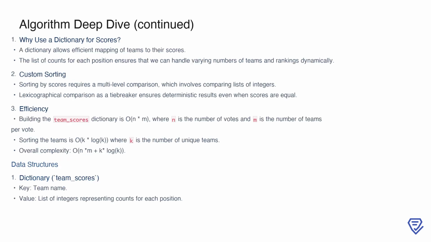voters. Using a dictionary to store scores is an efficient choice because it provides direct access to each team's data. The list of counts for each position within the dictionary allows us to dynamically handle varying numbers of teams and ranking positions. Sorting the teams involves multi-level comparisons, where we first compare score lists in descending order and then apply lexicographical order as a tiebreaker. This ensures that the result is not only accurate but also consistent and deterministic.